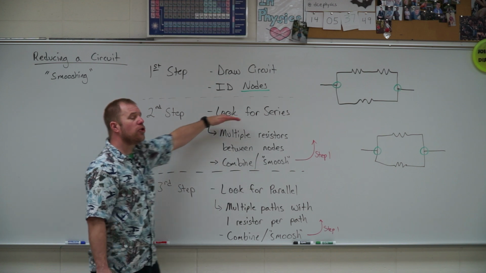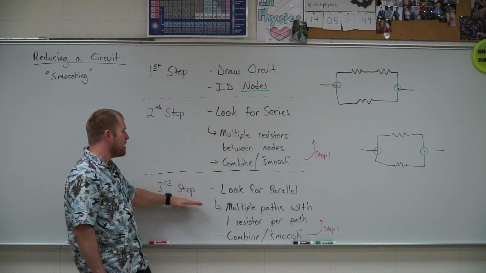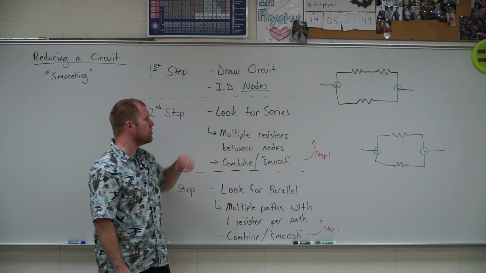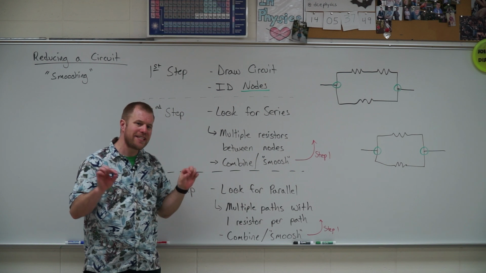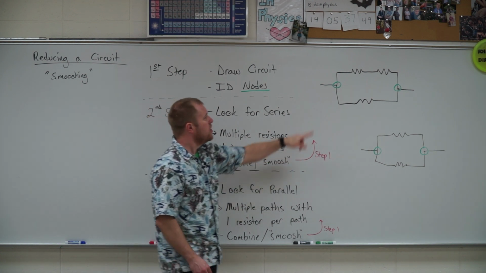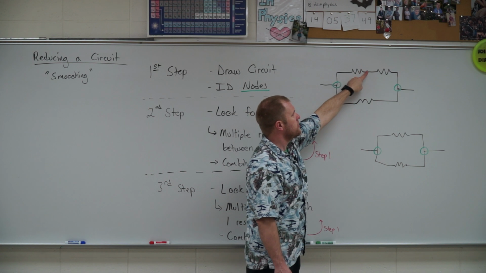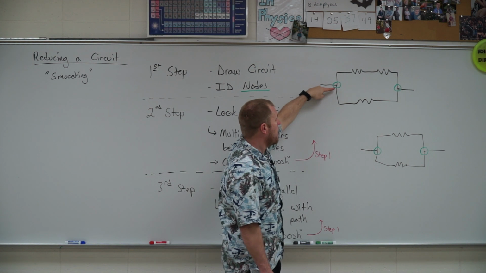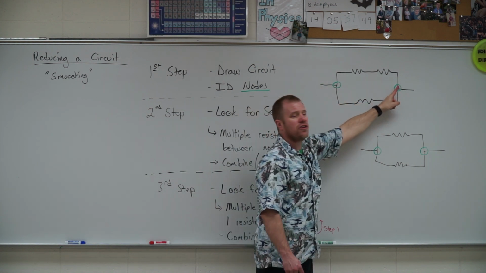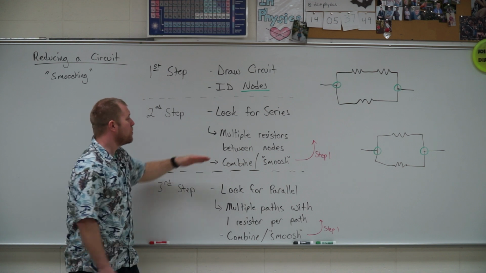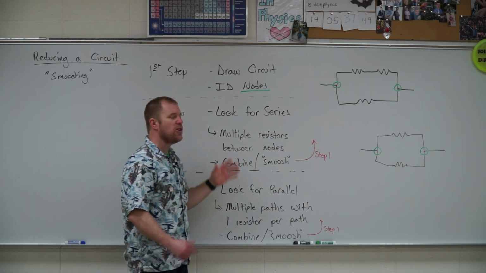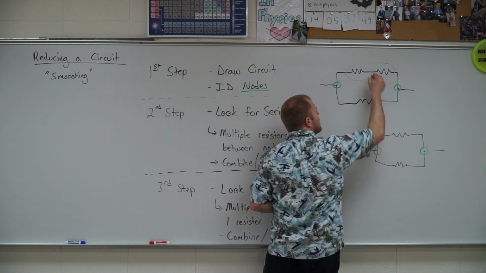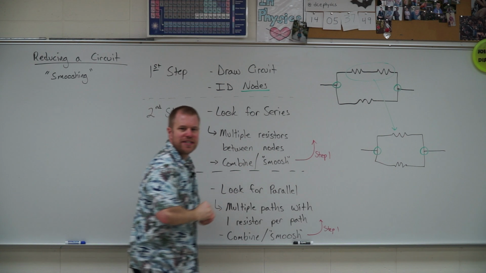Step 2, you need to look for series. Yes, I say step 2 and step 3, and it is this order very much. Always look for series first, parallel second. Series is when I have multiple resistors between nodes. So I might take this upper path and I hit 1 resistor, 2 resistors before I get to the next node. Yes, those two are in series. When I go down this path, there is only 1 resistor along that path, so that is not a series. Whenever I identify a series, I need to combine or smoosh those together. So I would take those top 2 and smoosh them together into a single resistor.